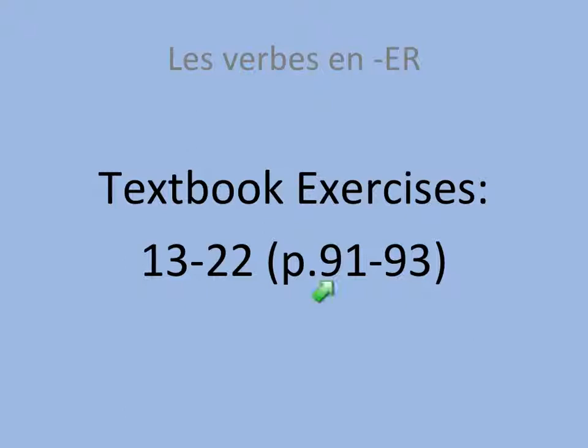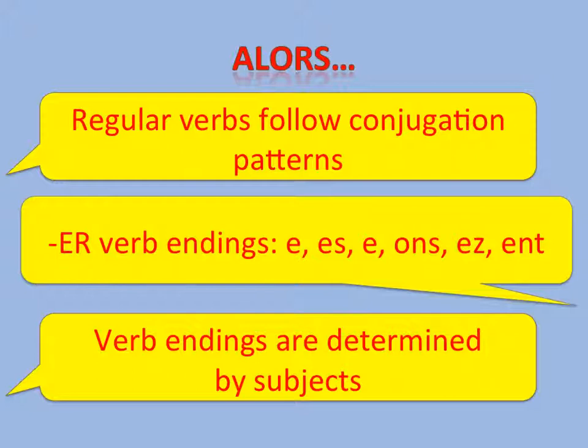Now turn to page 91 to begin the textbook exercises. Alors, so regular verbs follow conjugation patterns, so just like finding the stem and adding the endings. ER verb endings are E for je, ES for tu, E for il, elle, on, ONS for nous, EZ for vous, ENT for ils, elles, plural. And verb endings are determined by the subjects.